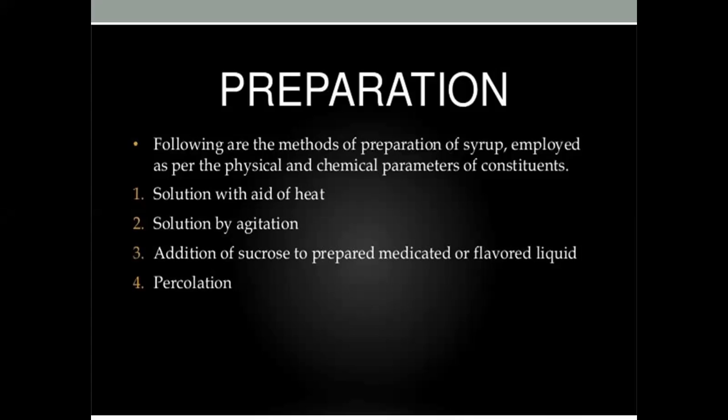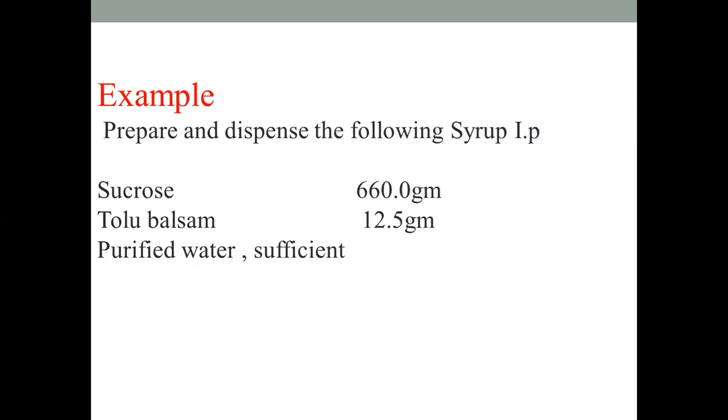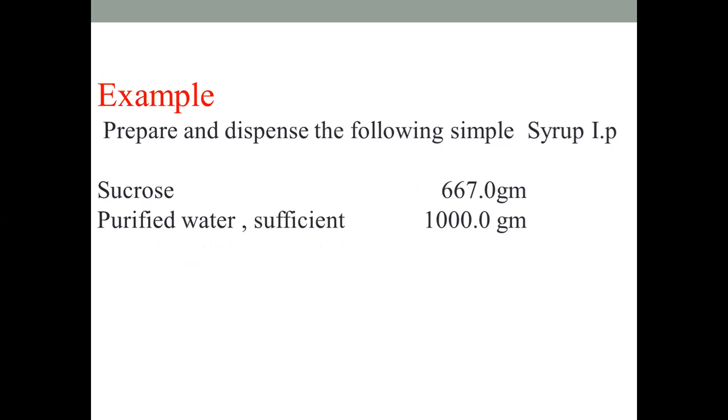When you prepare simple syrup, we use the simple solution method, that is solution with the use of heat. In this method, prepare and dispense the following 100 ml of simple syrup as per IP. What is meant by IP? Indian Pharmacopoeia. The formulation is sucrose and purified water. Sucrose quantity is 667.0 gram, and purified water 1000 gram.